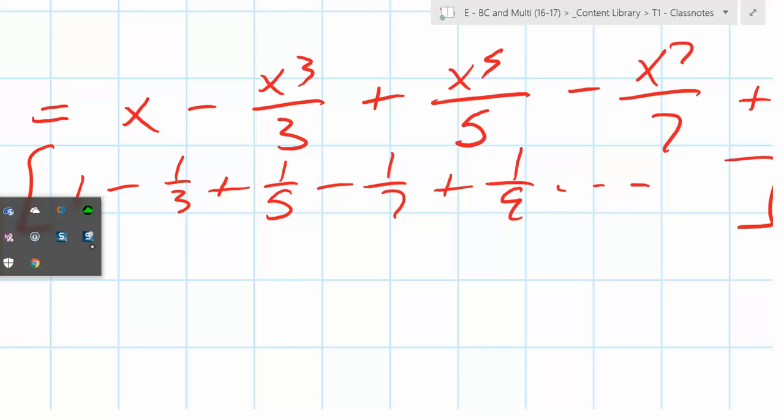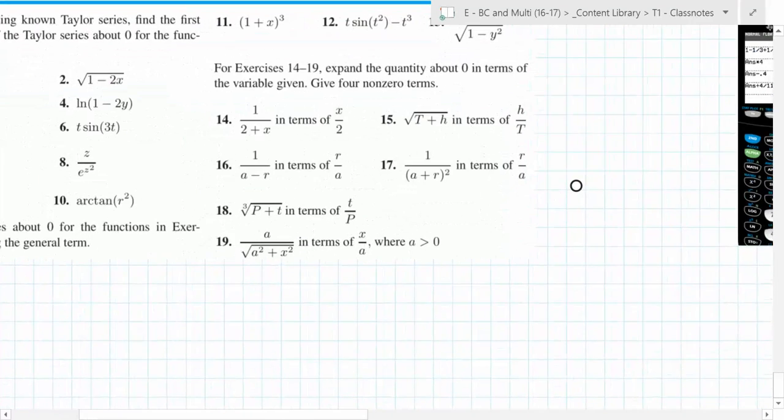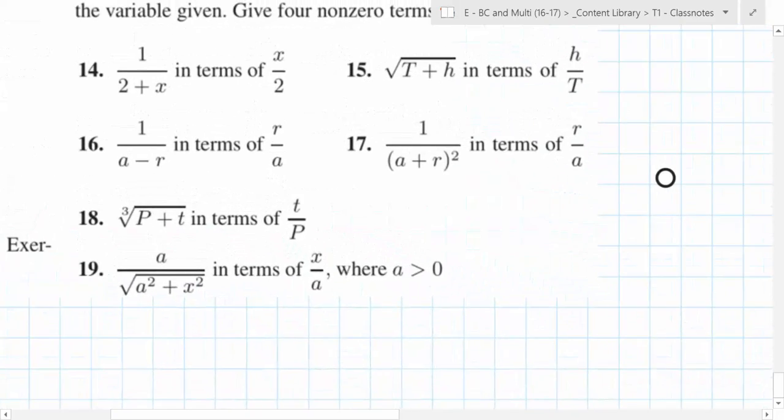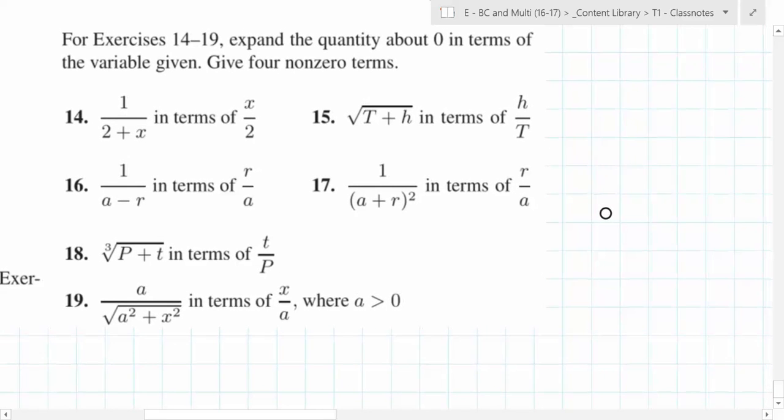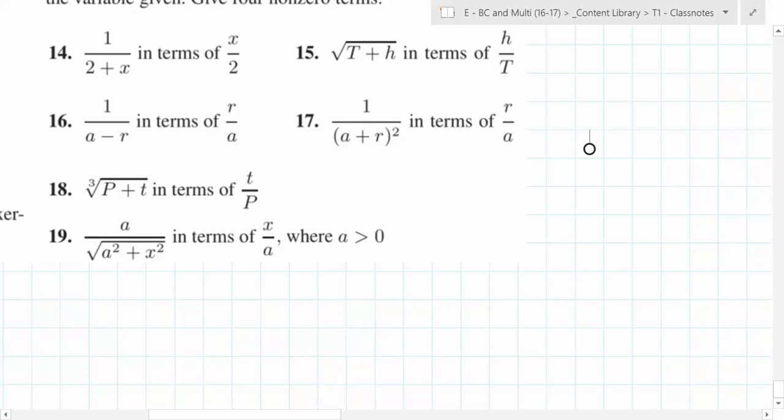Put like the sum thing on like 14, okay? Hold on, this is important. Seema, you're gonna wanna pay attention to this. So on these right here, it looks a little challenging. It says expand the quantity about 0 in terms of the variable given. Give 4 non-zero terms here. So let's take a look at 14 for a second. What does that one look like?